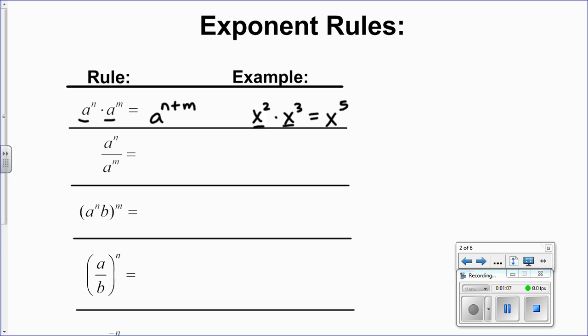Likewise, if you're dividing a common base, you would subtract the exponents. So keep the base the same, and then n minus m. Okay, for example, so my common base is b, and I'm dividing, so I subtract the exponents. 5 minus 3 is 2.